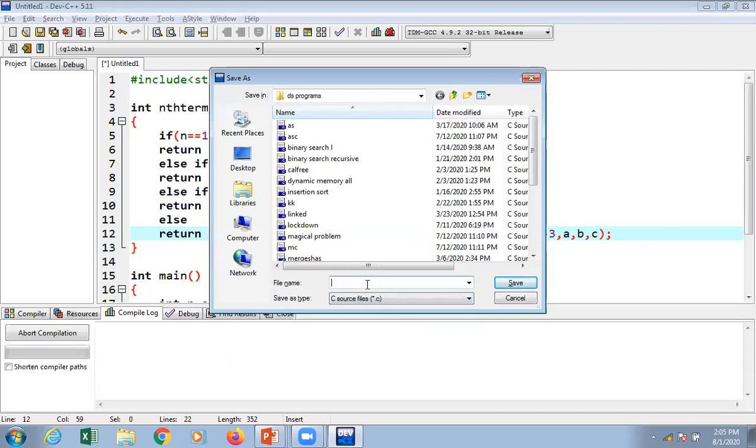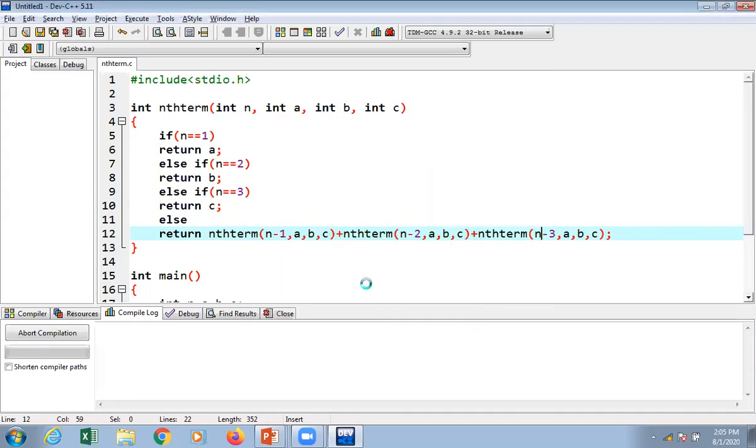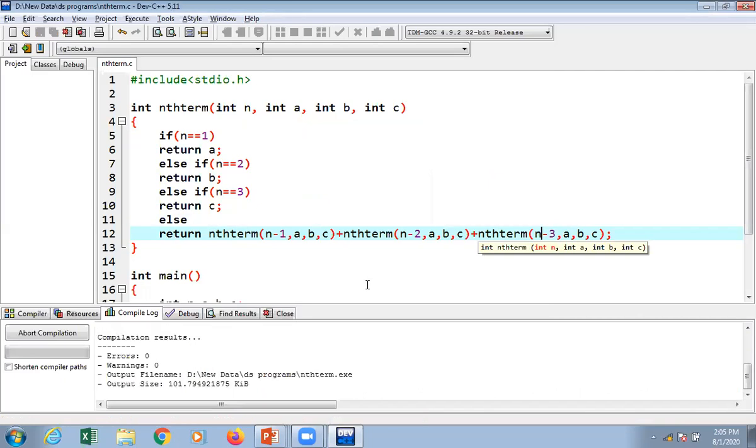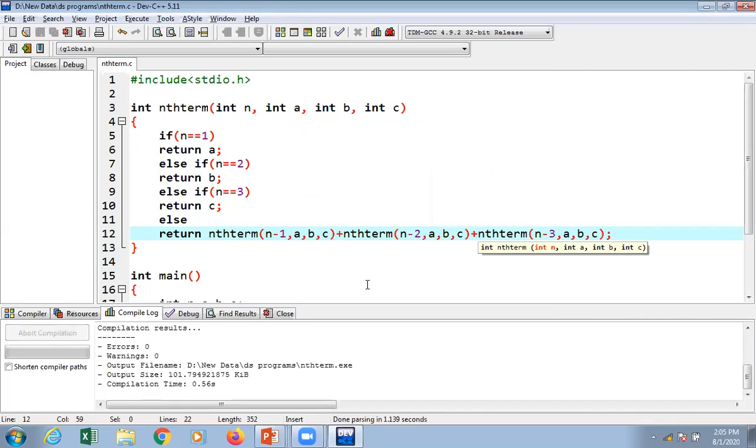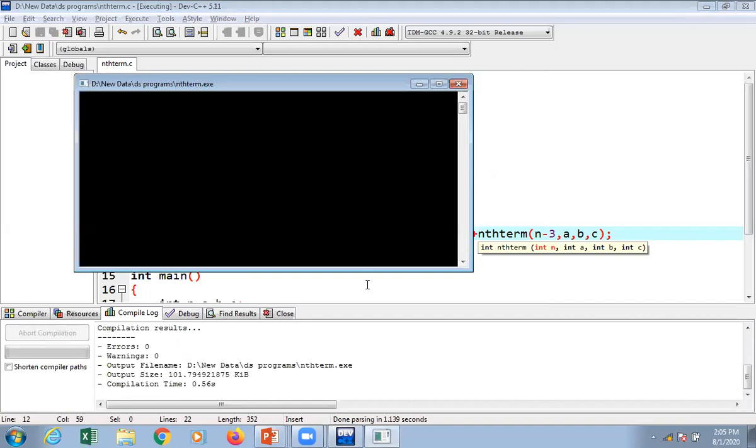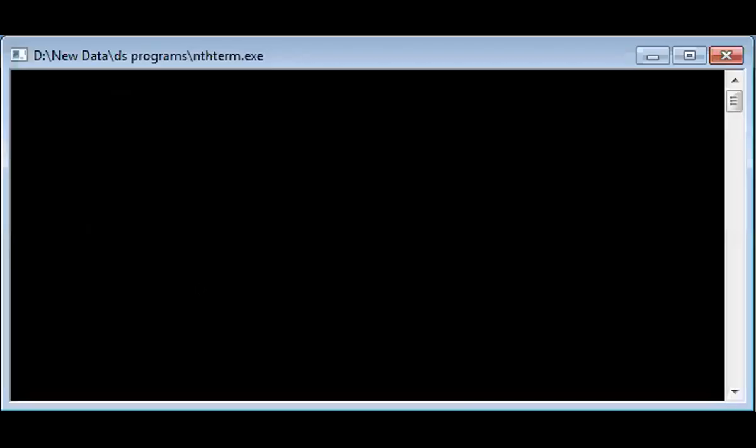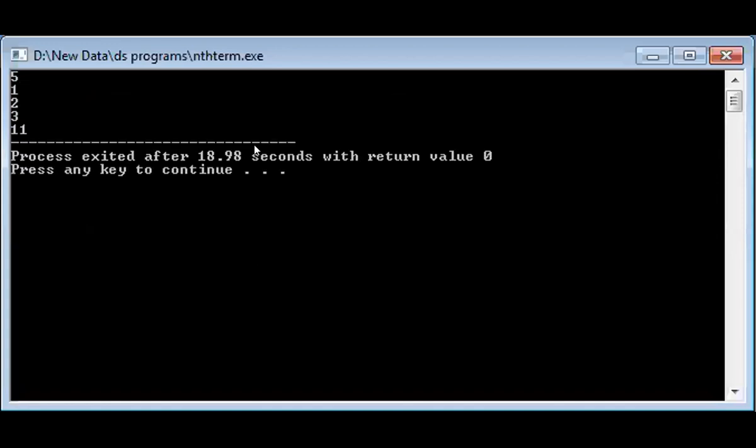So let us save this with the name nth term dot c. So there is no error. So we'll be seeing the output now. Suppose again that 5, 1, 2, 3 is given. The output is 11. So it is giving me the correct output.